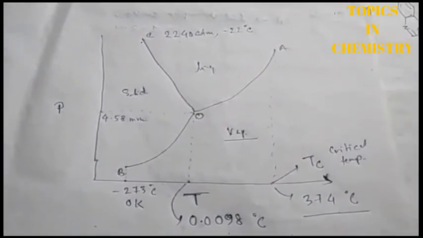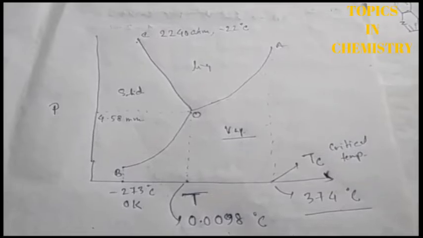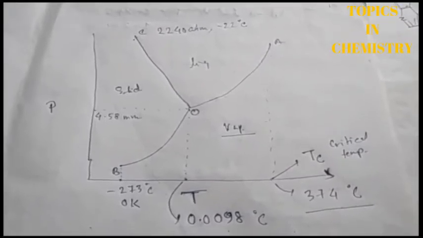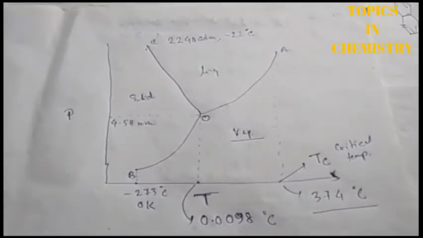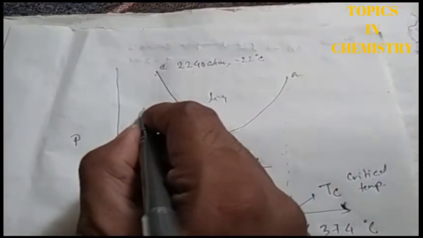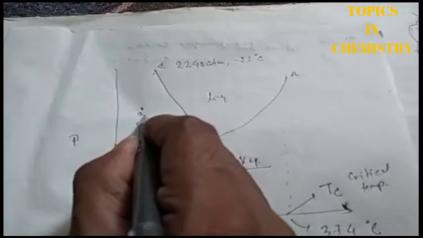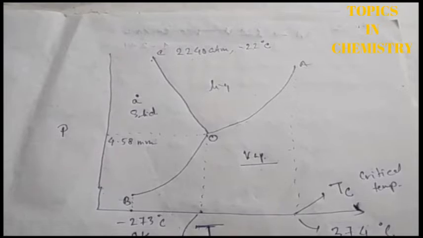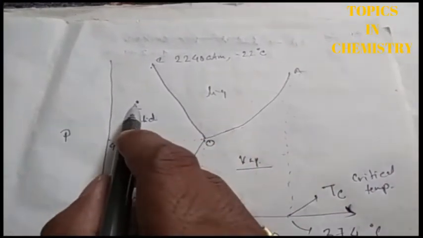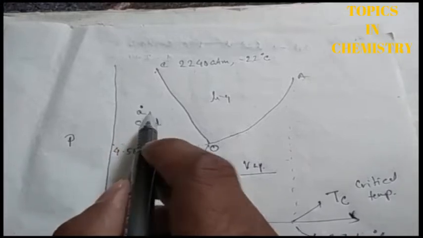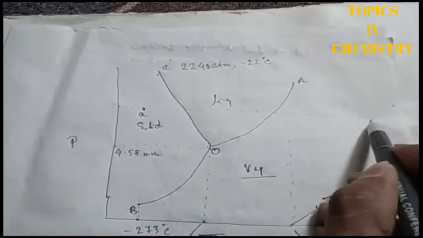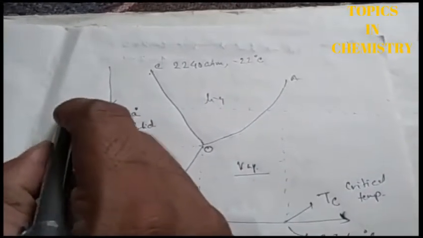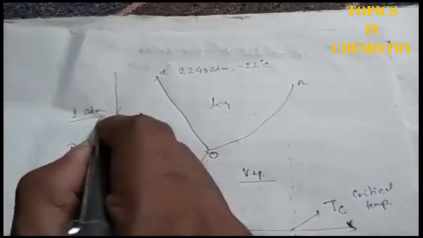Now suppose you consider a point on the line, that is this point. Suppose this is the point A. Now if you see the point A, and go in the right hand direction, there is only one phase, and that is the solid phase. Now suppose the pressure here is 1 atmosphere.